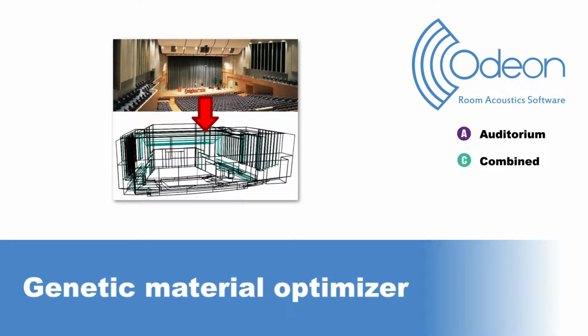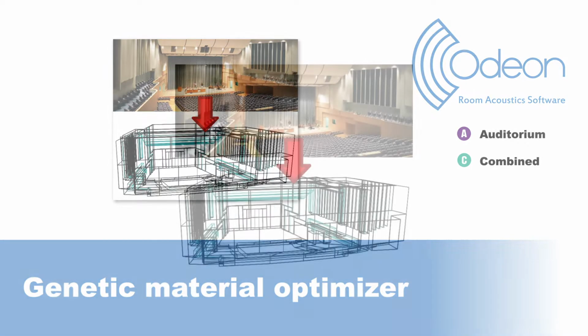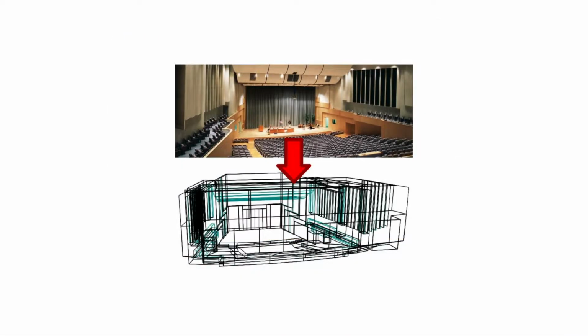In this video, we will show you ODEON's Genetic Material Optimizer, available in editions Auditorium and Combined. The Genetic Material Optimizer automatically tunes your model in terms of absorption to get a closer match to a set of desired results. This is especially useful in two scenarios.